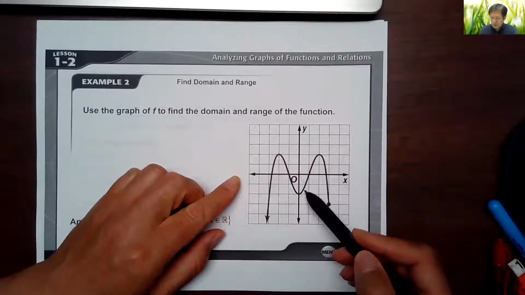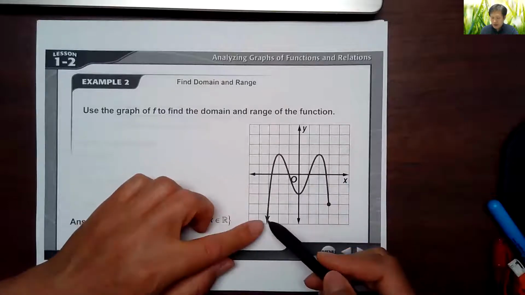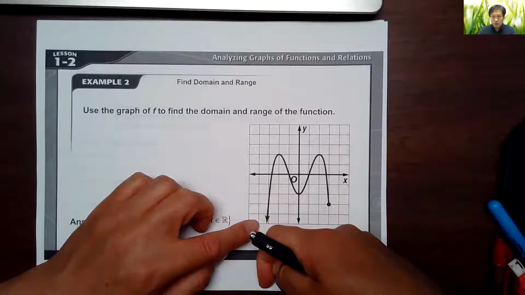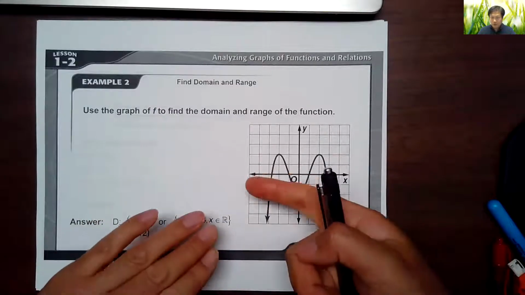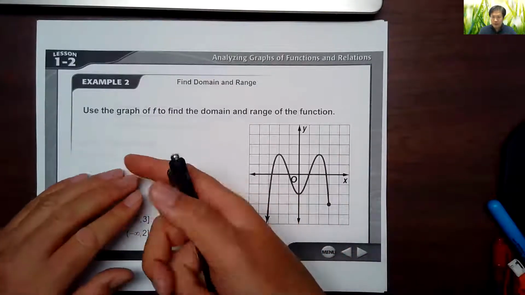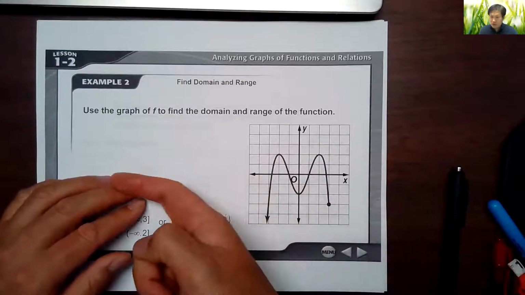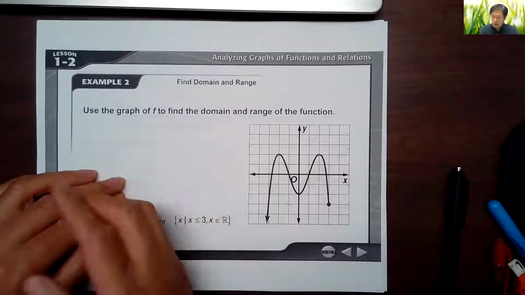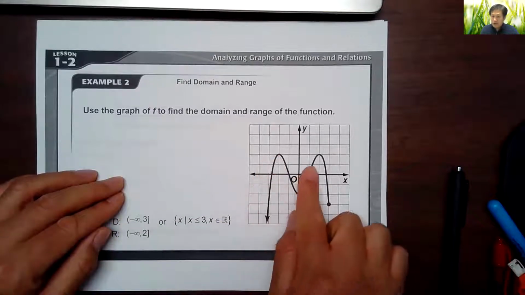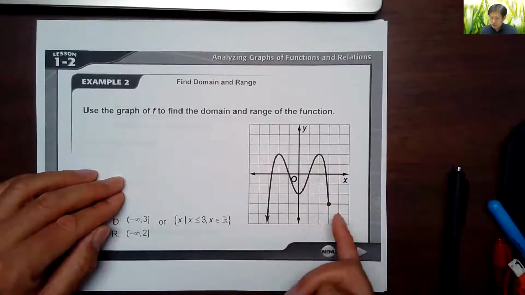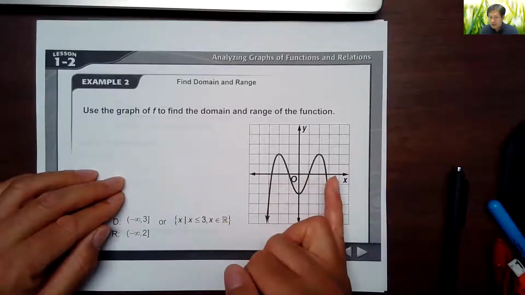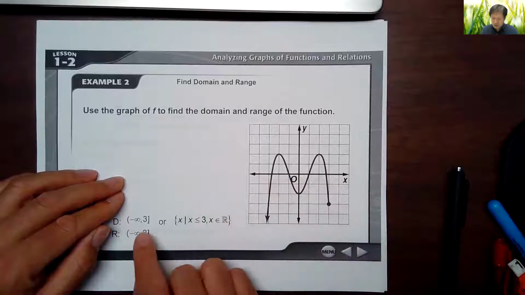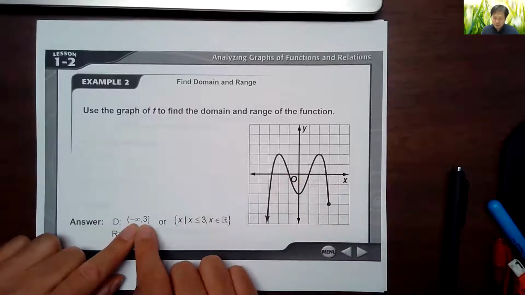So if you look at this graph, do you see it has an arrow here? Meaning it keeps going down, also keeps going to the left. So what's the most left you can go? Minus infinity. If you look at it, the graph stops right here. So the most right you can go is 1, 2, 3. So minus infinity to 3.